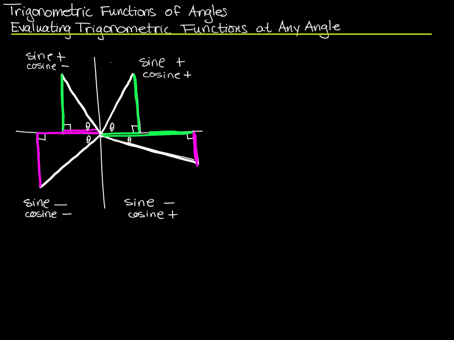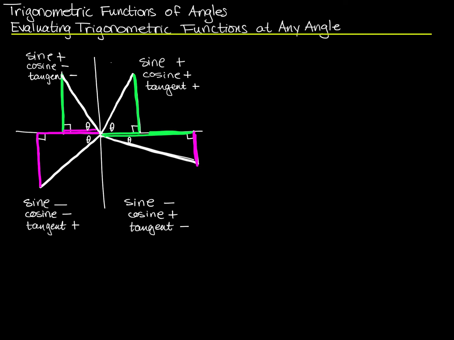Now we'll look at tangent. In quadrant 1, I have opposite over adjacent, both are positive. In quadrant 2, I have opposite over adjacent, which is positive over negative, so that's negative. In quadrant 3, I have opposite over adjacent, negative over negative, which is positive. And then in quadrant 4, I have opposite over adjacent, which is negative over positive, which is negative.